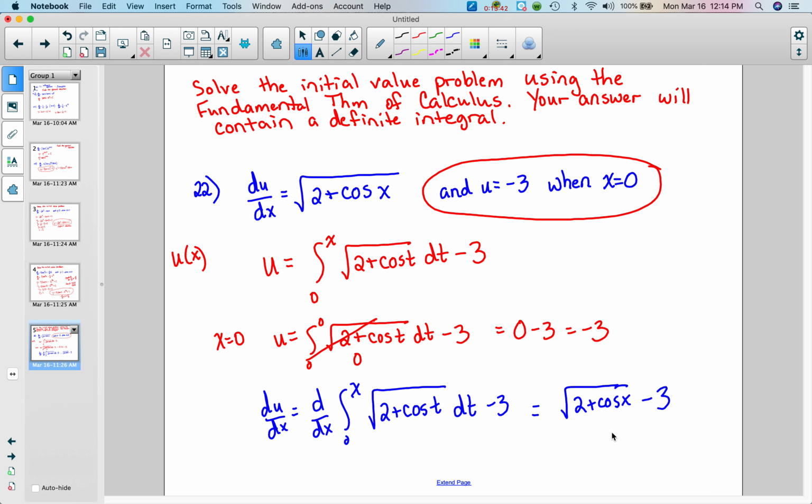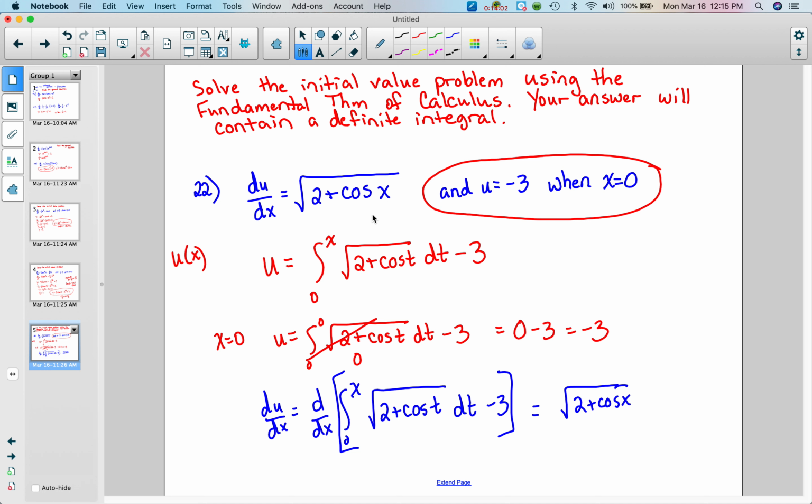So you can see that it works, because I'm taking the derivative of this whole thing, not just that. The derivative of a constant is 0, so that needed to go away. So you can see that it works, and I get that back.